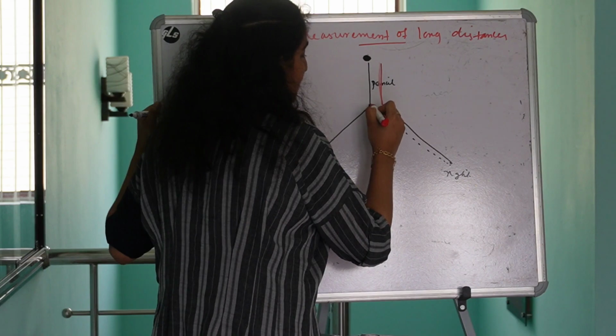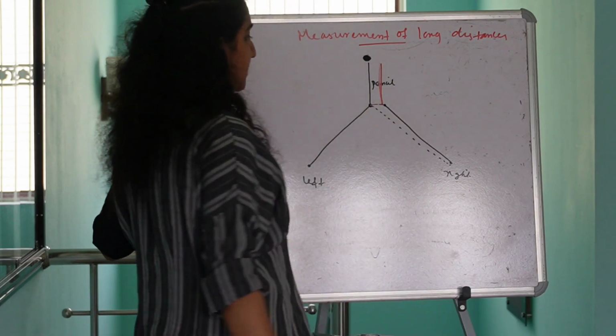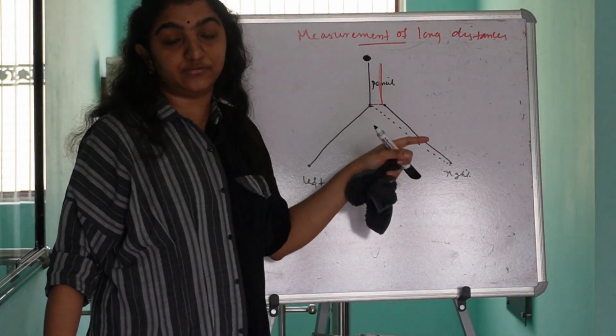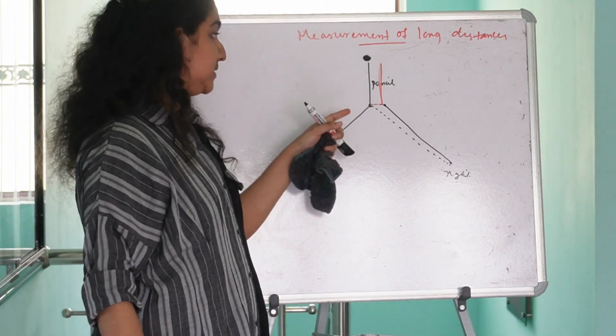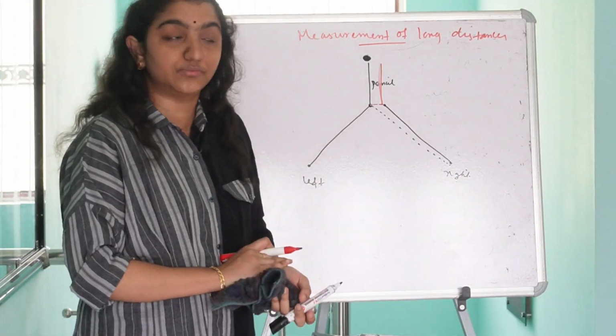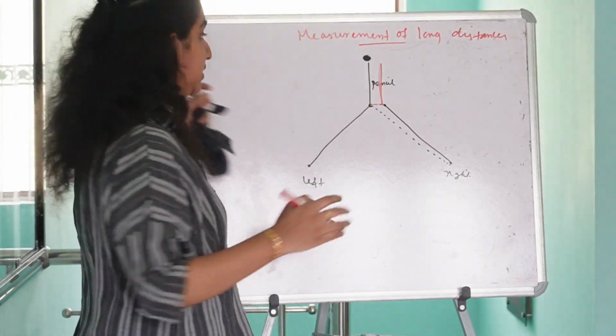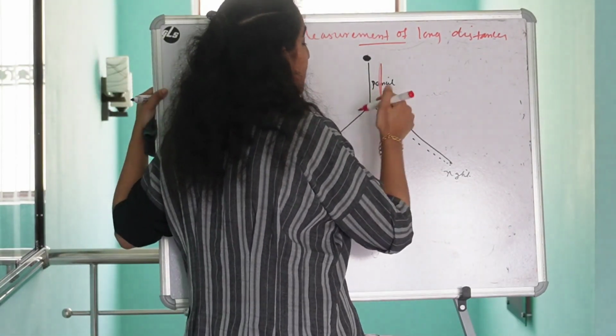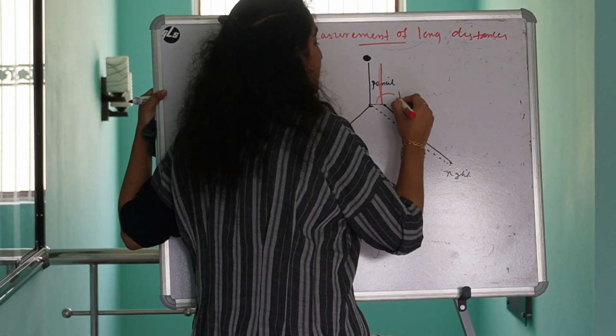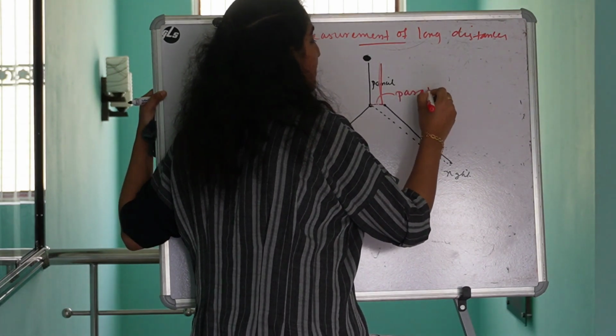This apparent shift in the position of the pencil. Actually, there is no shift or displacement in the position of the pencil. We were holding the pencil at the same position. So this is an observed displacement, and this observed displacement is known as parallax.